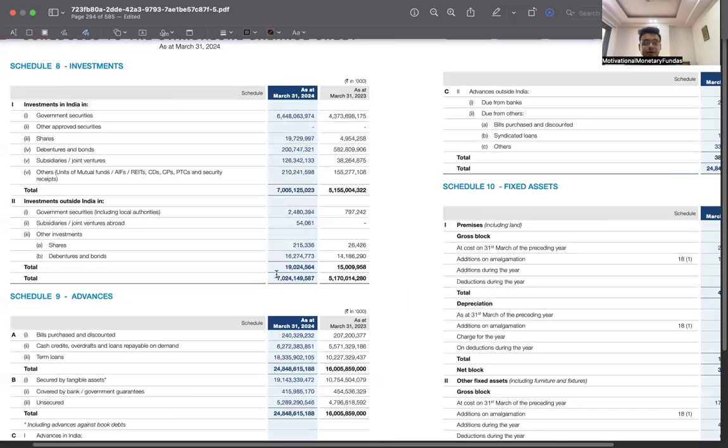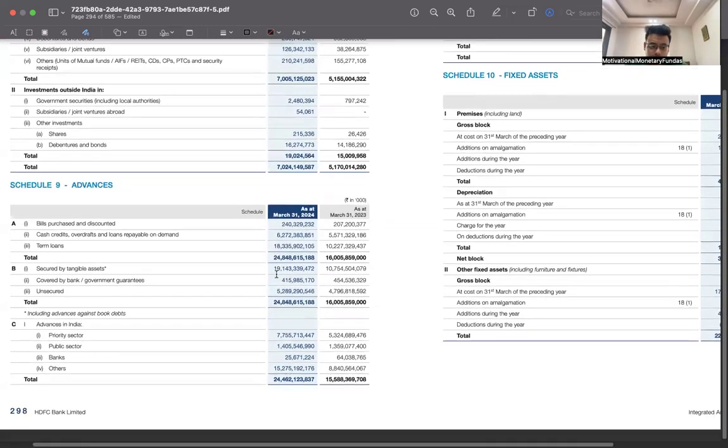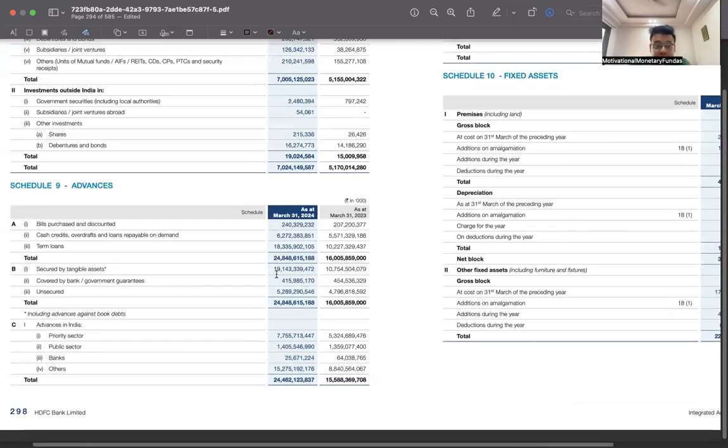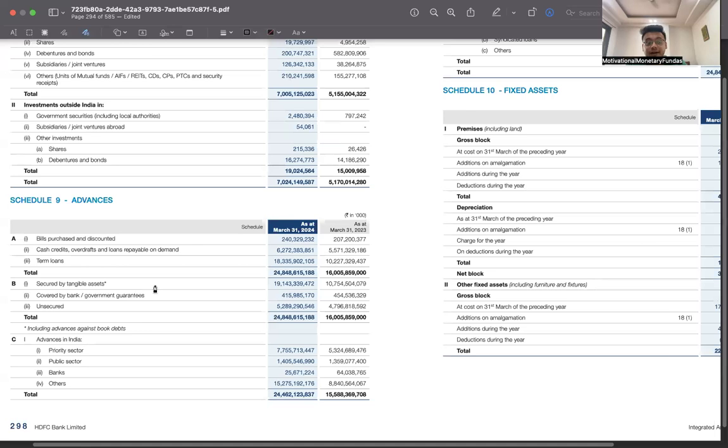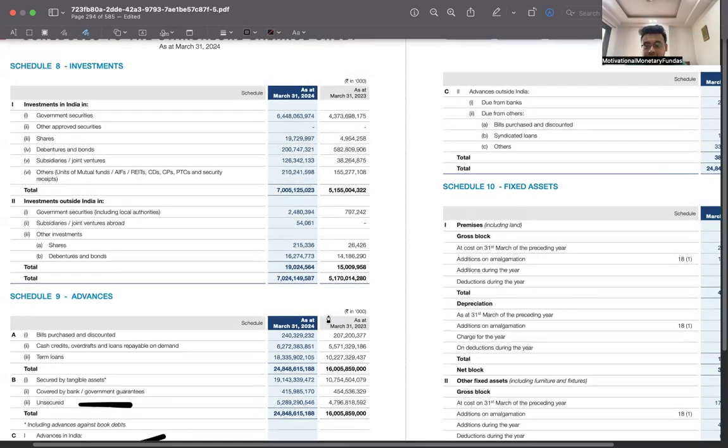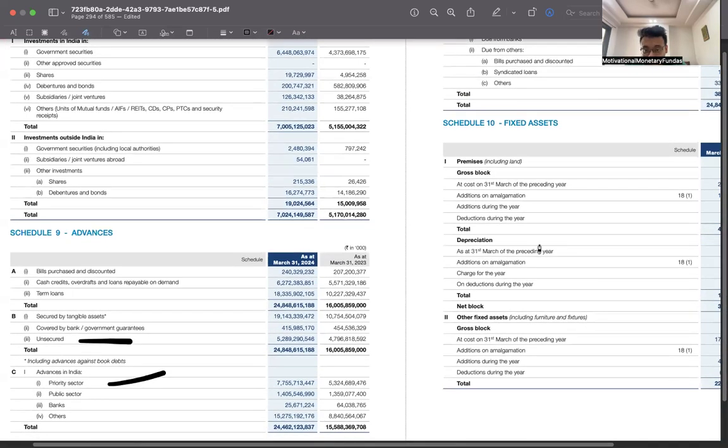All these investments they have mentioned, where the money has been put. Okay, like similar to notes to account. Advances, where they have been given, like government guarantees, some unsecured. Unsecured is always a problem. Priority sector, these might be some agricultural sectors, right? Some below poverty line sectors, some kind of those sectors. Fixed assets are mentioned.